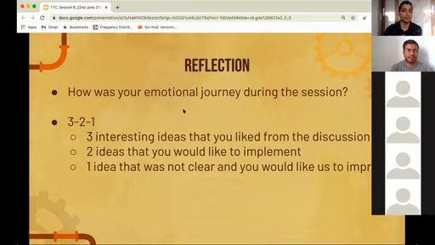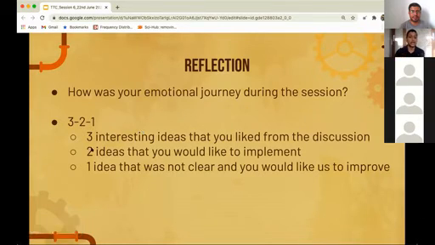How was your emotional journey during the session? Or share some ideas that you liked from the discussion, say 2 or 3 ideas that you would like to implement in your classes when you go back to your students. And if there is something that was not clear, please communicate it back to us so that we can improve in future. So please share your reflections in the chat box. That is very important. And then we will take the questions with Ashwini ma'am.